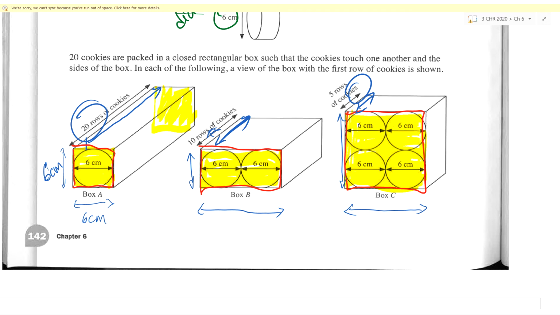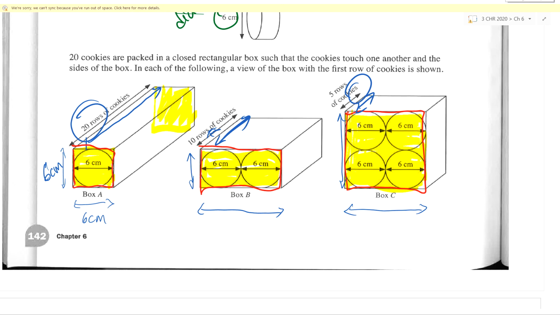Okay, but that's not the important thing about this question. They want us to find out the total surface area required for each of these containers. To find the total surface area of a cuboid, which is what all these three are, we need the length, the breadth, and the height. And we've actually found out some of them already.